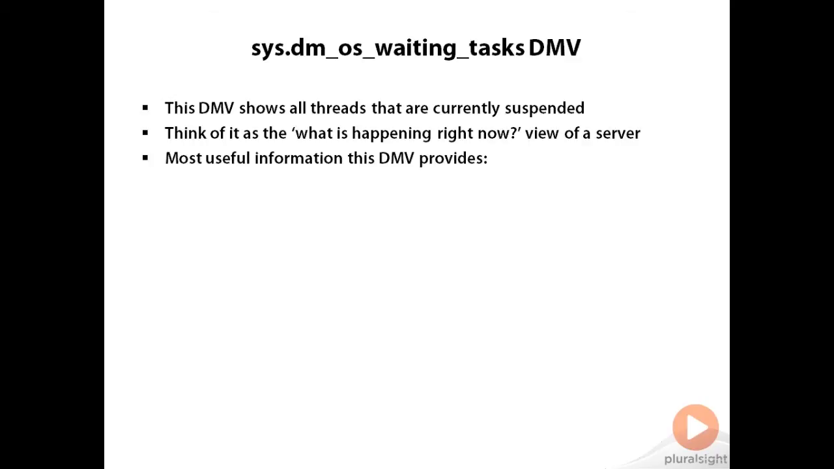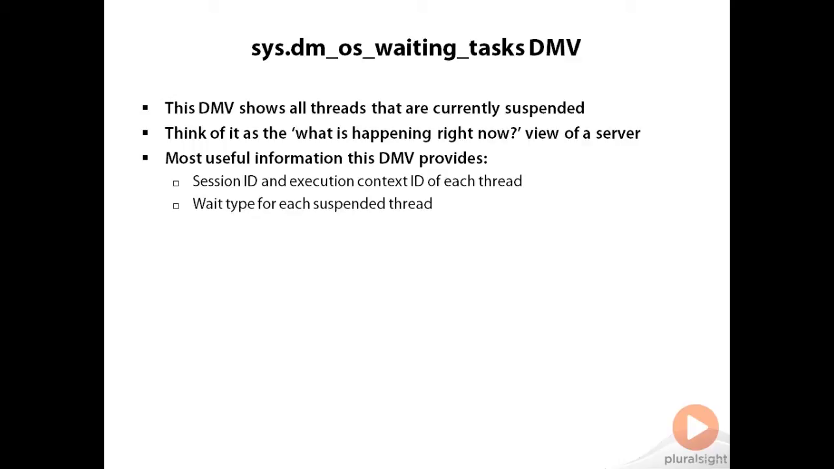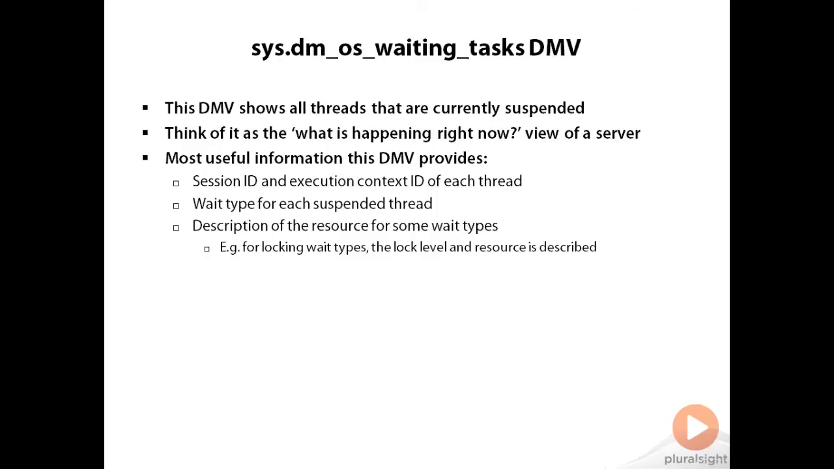A lot of information is given back by this DMV, including the session ID and execution context ID of each thread, so which SPID the thread is part of, and whether it's part of a parallel operation. What the actual resource is that's being waited for, in other words, what's the wait type of each thread. For some of the wait types, it's also going to give us more description about what the resource is that's being waited for. So for instance, if it's an LCK_M_something wait type, so one of the locking wait types, it's going to tell us what level the lock is at, page or record or table for instance, and the resource, in other words, which page and which table. It's going to tell us how long each thread has actually been waiting for so far.